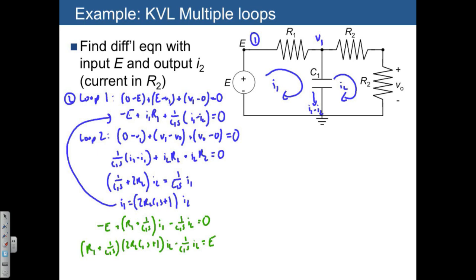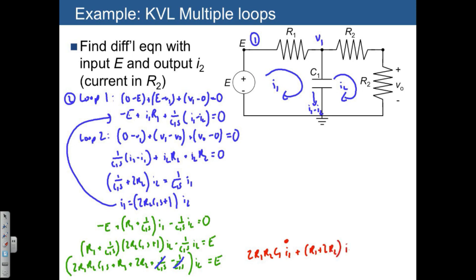If I combine all of the terms quickly, 2R1 R2 C1S plus R1 plus 2R2 plus 1 over C1S minus 1 over C1S all multiplied by I2 is equal to E. Now some of these terms cancel, and then if I add everything up, I think we already have this in differential equation form, which would be 2R1 R2 C1 times I2 dot plus R1 plus 2R2 times I2 is equal to E. This gives us our differential equation where we are interested in the current I2 going through the resistor.